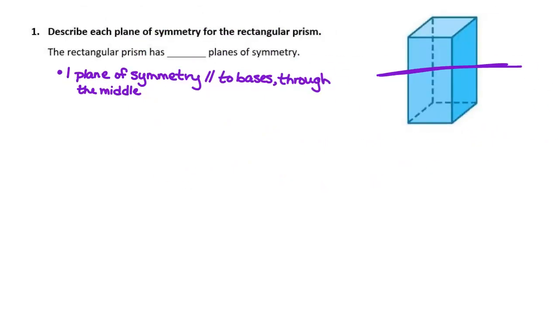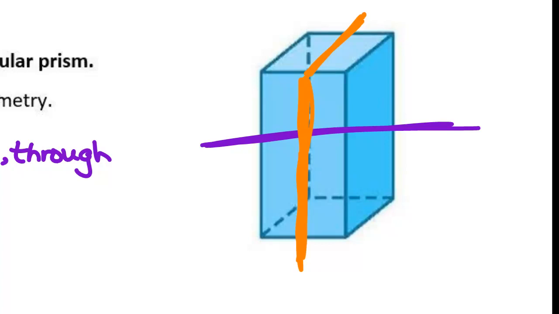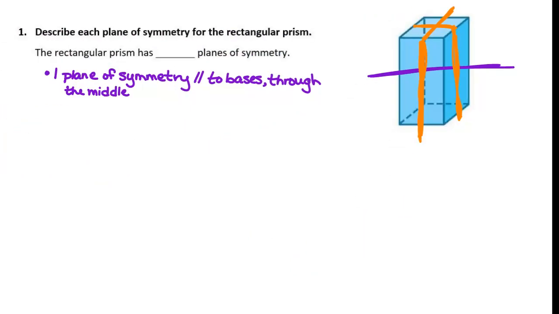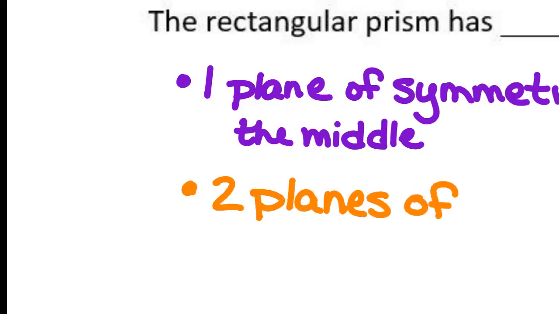Where else could I slice this? Top straight down, so I could cut it kind of like right here, right? If I were to slice it like this straight through. Could I cut it the other direction straight through? Like this way? Yeah, I could slice it this way here. And that would also be a plane of symmetry. So we have two planes of symmetry.